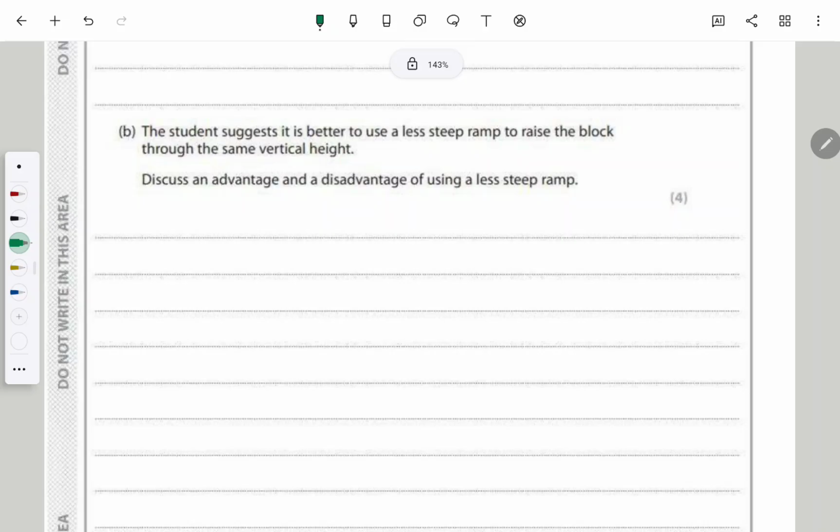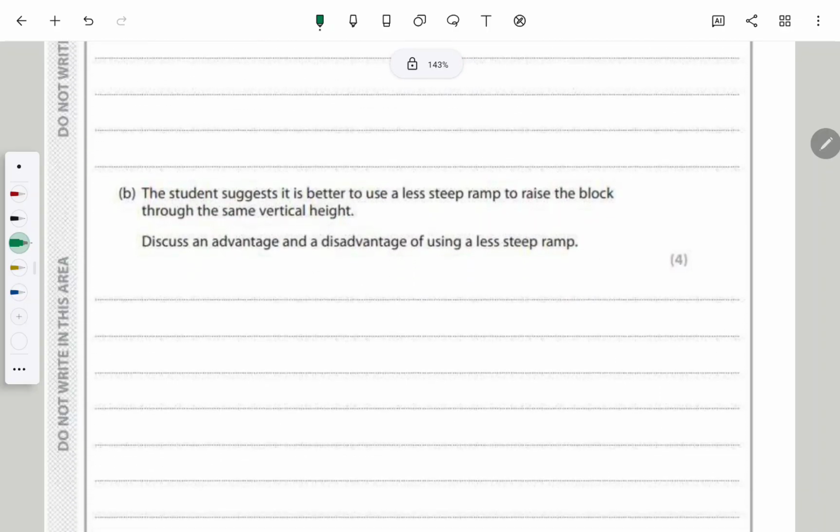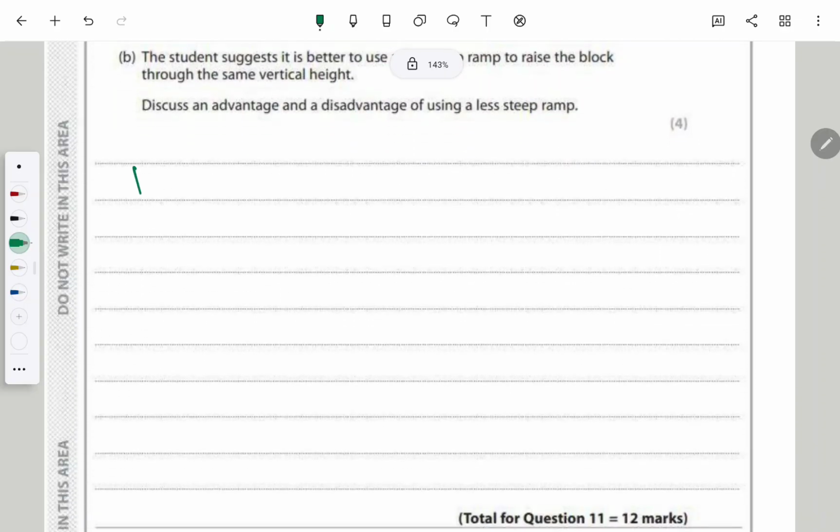The student suggests it's better to use a less steep ramp to raise the block through the same vertical height. Discuss the advantages and disadvantages of using a less steep ramp. I want you to understand two things. If you use something that's less steep, this would affect how much kinetic energy you need, and it would also affect how much gravitational potential energy you need.